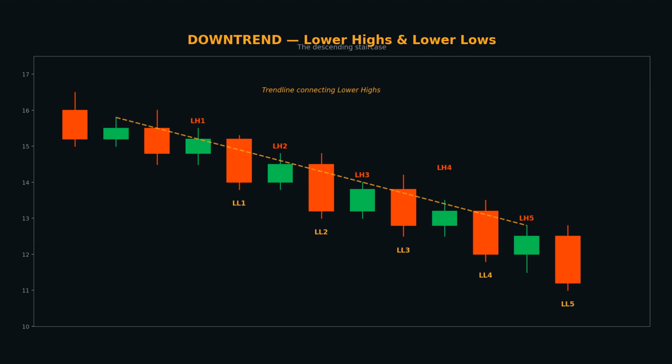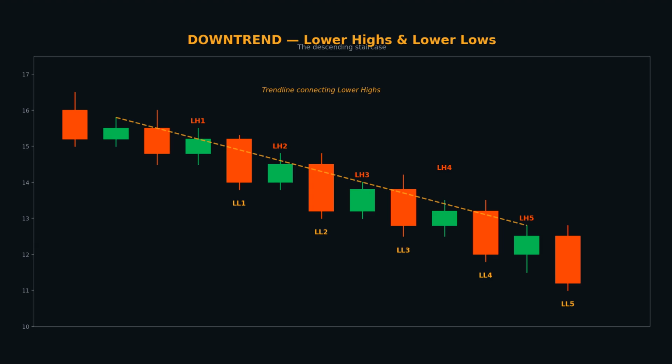And just like with uptrends, downtrends don't move in a straight line either. They have bounces, they have relief rallies, and those bounces fool a lot of beginners into thinking the bottom is in. They see a green candle after 3 red candles and they buy, thinking they caught the reversal. But in a downtrend, those bounces are usually just sellers catching their breath before the next leg down.